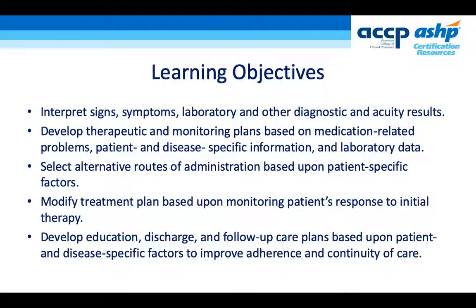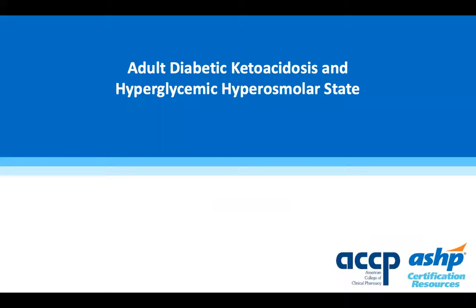Our learning objectives today for our endocrine section are to interpret signs, symptoms, laboratory, and other diagnostic and acuity results, develop therapeutic and monitoring plans based on medication-related problems, patient and disease-specific information, and laboratory data, select alternative routes of administration based upon patient-specific factors, modify treatment plan based upon monitoring patients' response to initial therapy, and develop education, discharge, and follow-up care plans based upon patient and disease-specific factors to improve adherence and continuity of care.